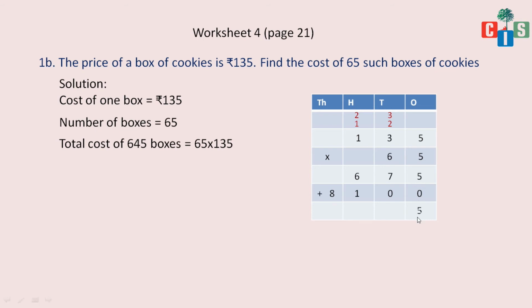5 plus 0 is 5. 7 plus 0 is 7. 6 plus 1 is 7 and 8. So my answer is 8,775. Fine. So my final answer statement is total cost of 65 boxes of cookies is rupees 8,775. Okay. So if I want to buy 65 boxes of such cookies, I have to pay the shopkeeper 8,775 rupees. Okay. Now we will move on to page number 22, wherein we have worksheet number 5.